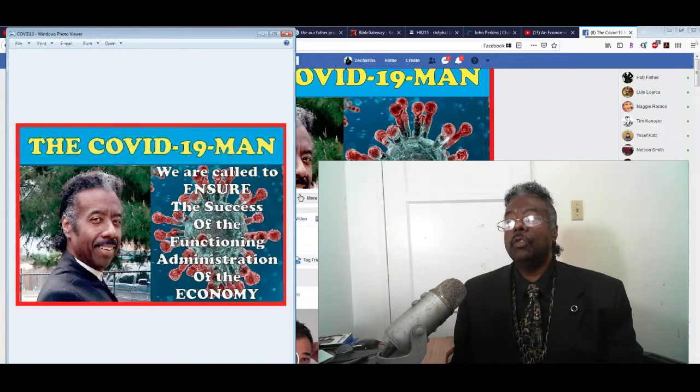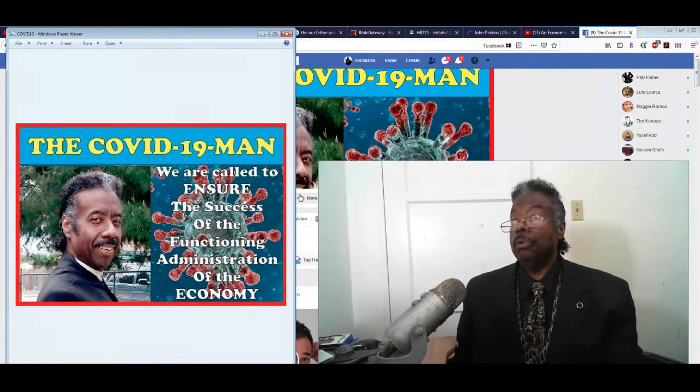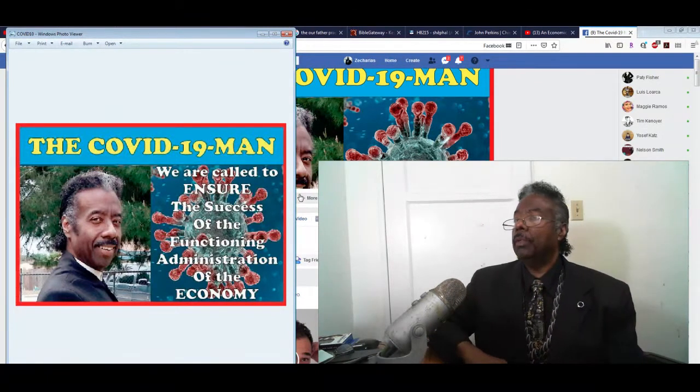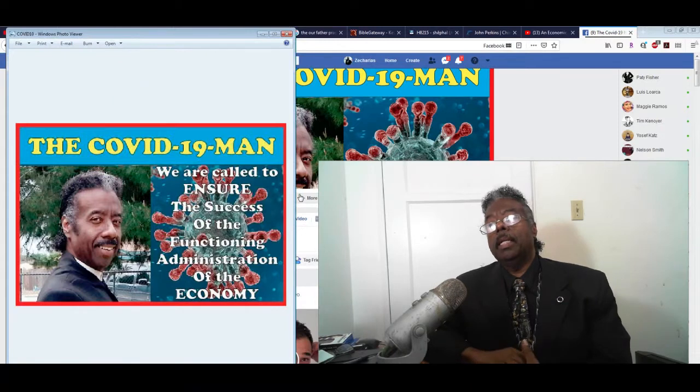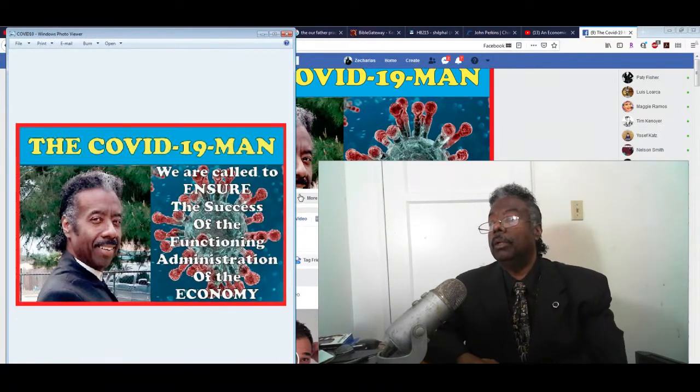We are called to ensure, to make sure, that we are here to establish the success of the functioning administration of the economy. That's the best way to say tov ha-davar. The way it was used in the New Testament was gospel. Tov ha-davar is gospel: good news, where tov is good and davar is news or words. That was part of how they were trying to introduce it in the New Testament, that they came here to preach the gospel, the tov ha-davar, the functioning.